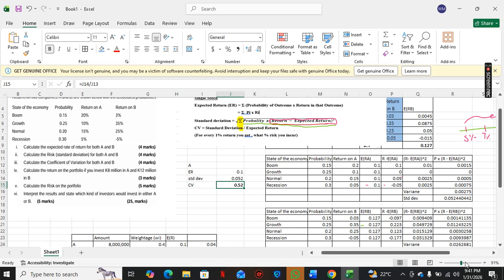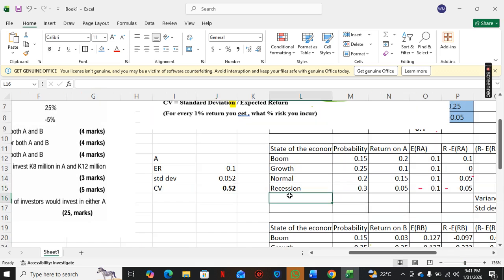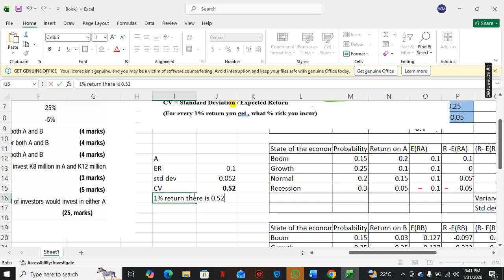Okay, 0.52. Okay. So for every 1% return, there is 0.52% risk for investment A. Okay? For every 1% return, there is 0.52% risk.